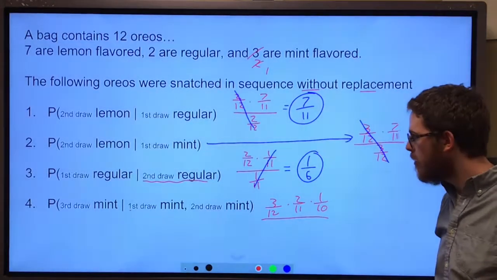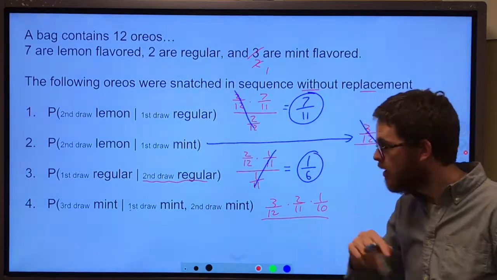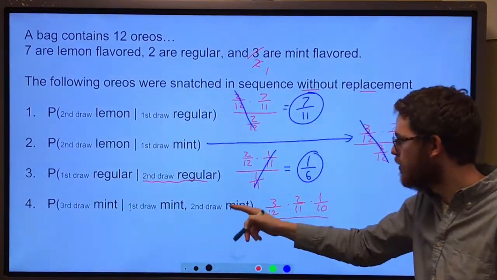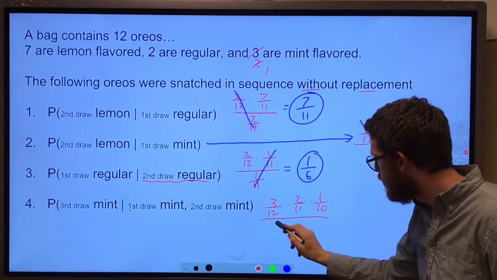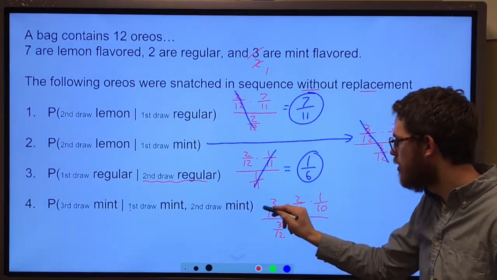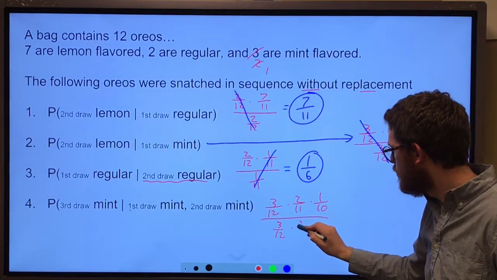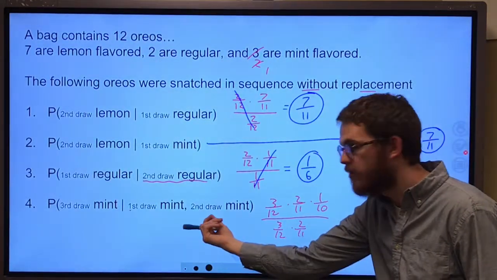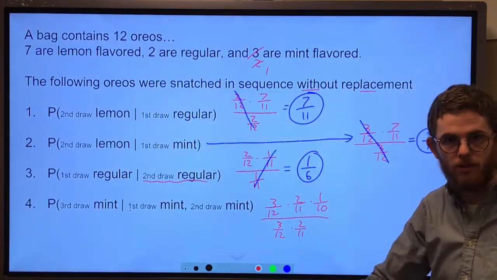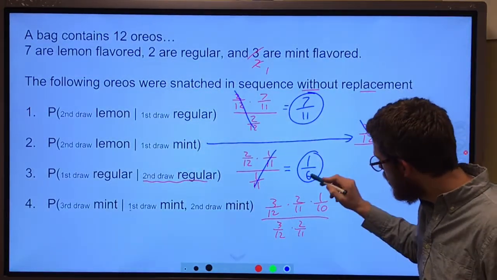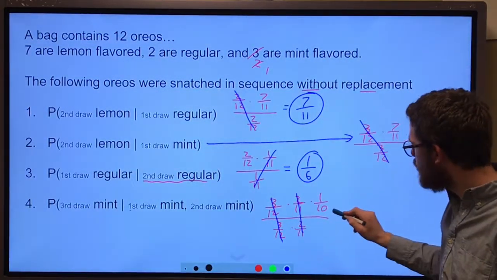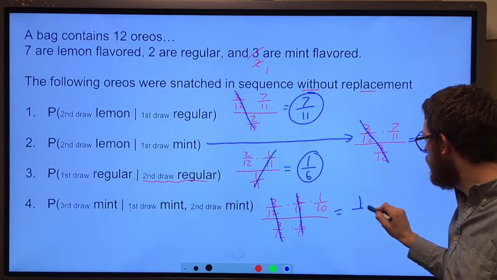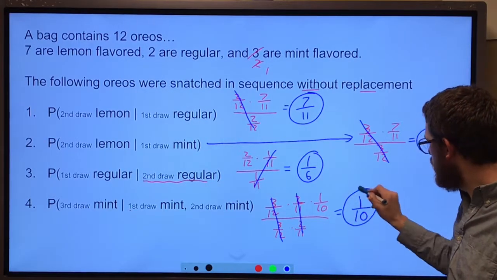I'm going to divide this by the probability of the given, and the given would be that the first draw is mint and the second draw is mint. Well, the first draw mint is 3 out of 12. Second draw being mint would be 2 out of 11. It's the probability of the entire given. We multiply it together to get the probability of that event. We can cancel out common factors. The probability of this happening would be 1 out of 10.